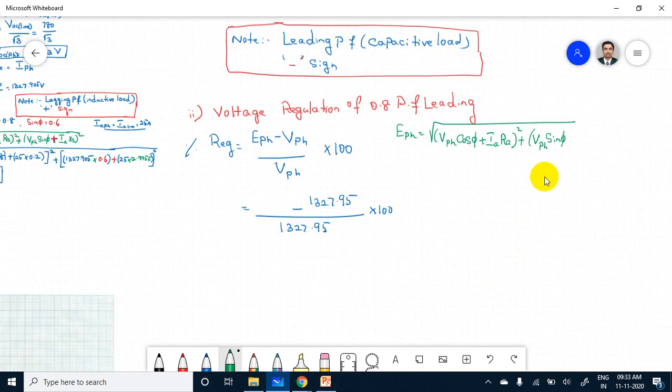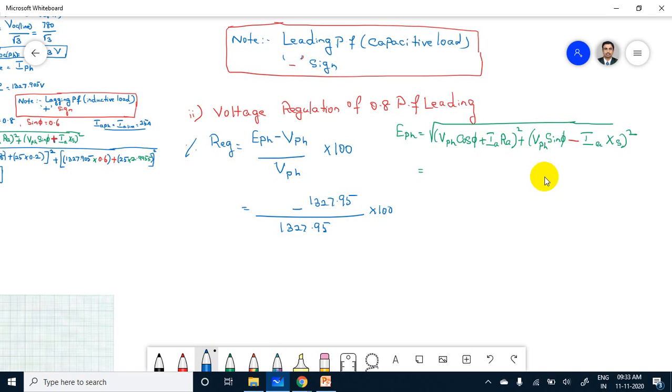So what I have to put here? Next step, what I have to include? Anyone? V phase sin phi. Then what is the symbol I have to put? Whether it is plus or minus? Plus symbol is minus. It is leading power factor, minus. We have to put minus symbol, IA XS) whole square.